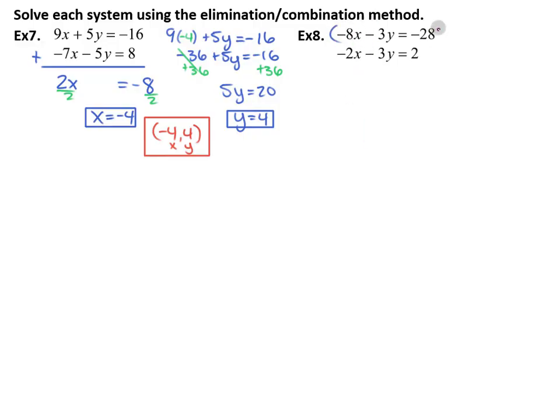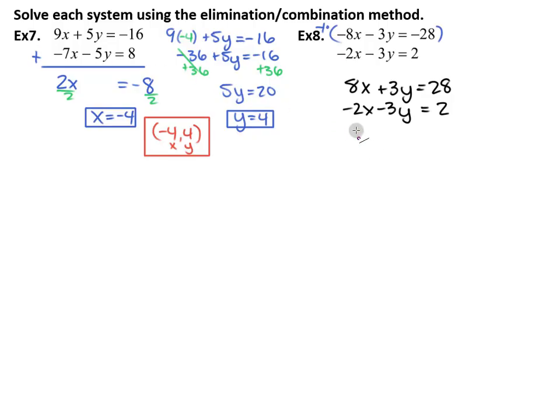So what we can do is take the top equation and multiply it by negative 1. We multiply the entire equation by negative 1, which gives me positive 8x, positive 3y, and don't forget you do have to do it to both sides. This becomes positive 28. So there's my new equation. Now the second equation we didn't change. I'm just going to rewrite it right below it.